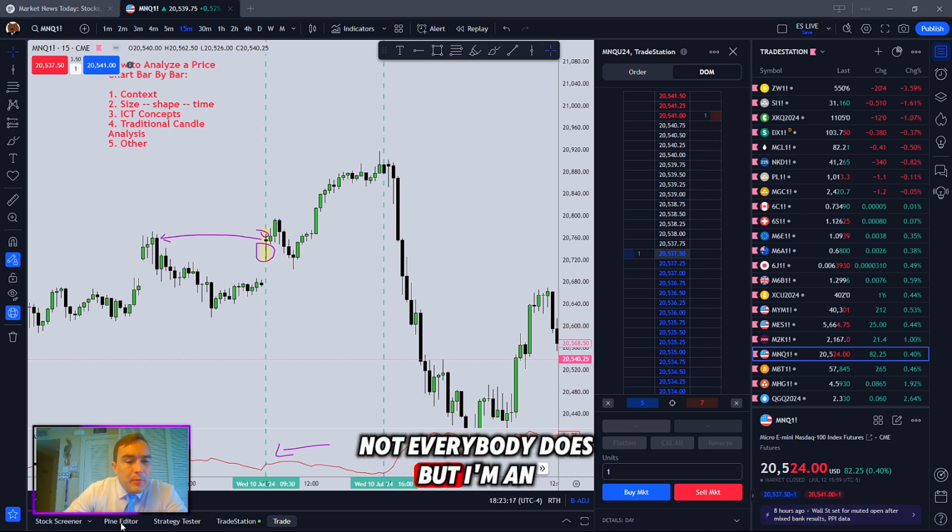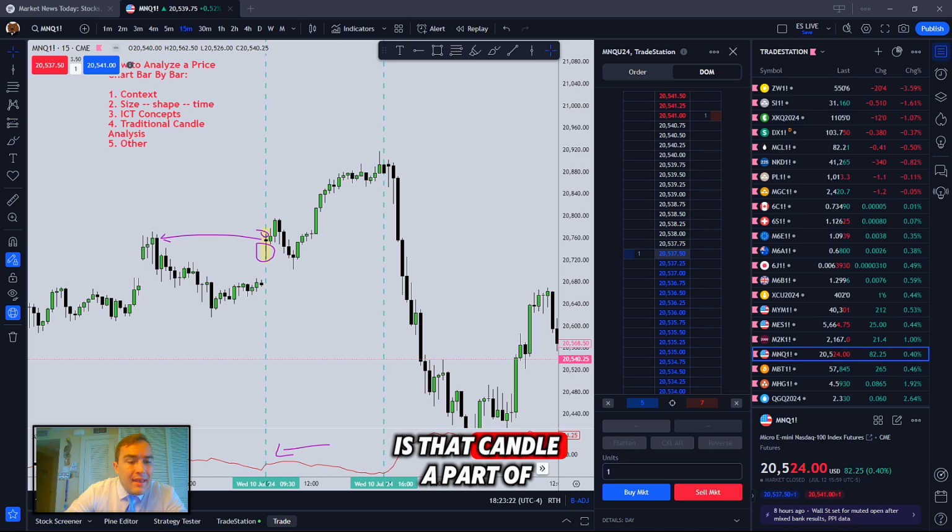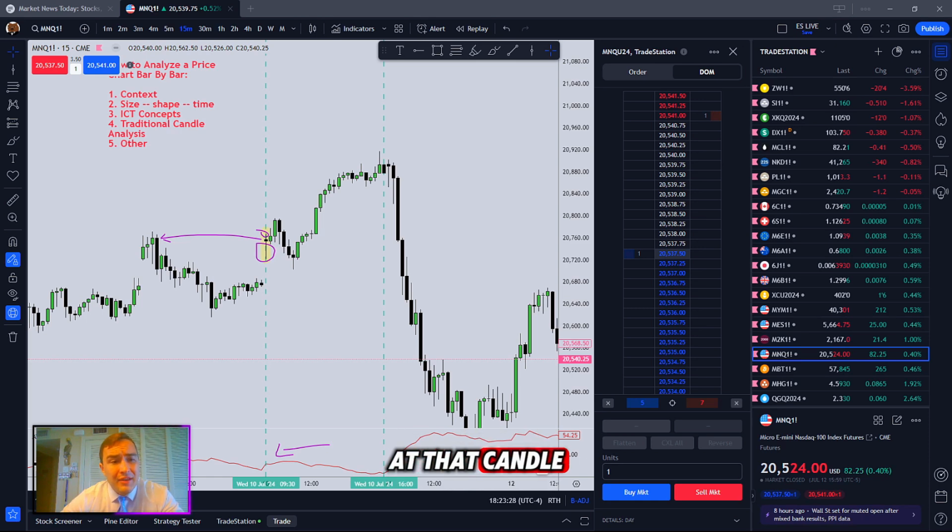All right, so number three, I like to talk about ICT concepts, okay? Not everybody does, but I'm an ICT guy. I want to know about that candle. Is that candle a part of a fair value gap? Does that candle have a long wick inefficiency? When I'm looking at that candle, does it form an inefficiency? Does it play a role in an inverted fair value gap?